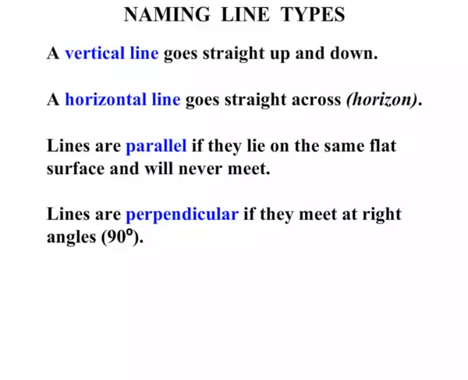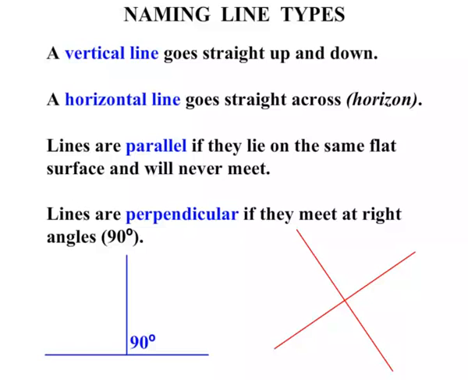Lines are perpendicular if they meet at right angles, which means they meet at 90 degrees. So if we have a look at a line there, another line meeting that angle there, if that's 90 degrees, and that one will be as well, they are an example of perpendicular lines. Sometimes the lines go right through each other, like that. But again, if we measure the angles and they're all 90 degrees, then we say that those lines are perpendicular to each other.